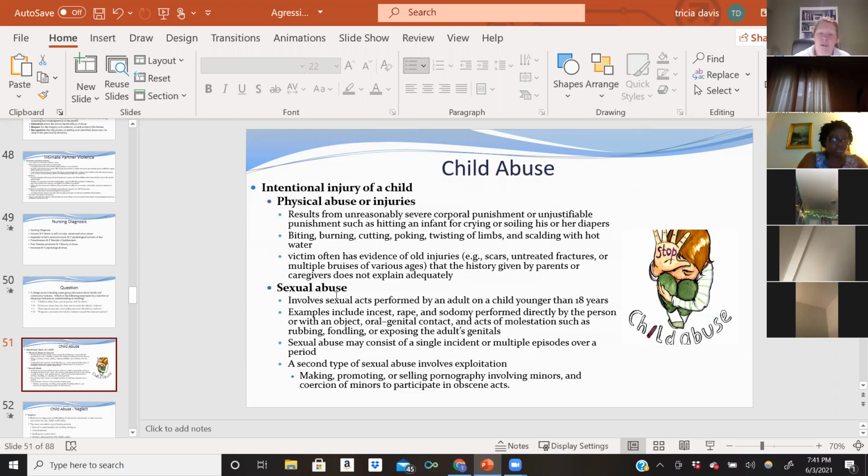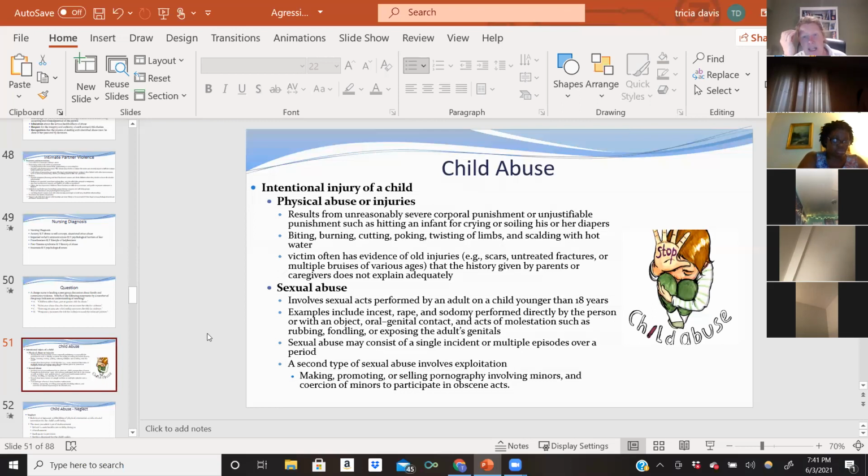We can also see sexual abuse of children. This involves sexual acts performed by an adult on a child younger than 18 years old. Some examples are incest, between family members, rape, and sodomy, which is performed directly by the person or with an object. It can be oral genital contact. It can be acts of molestation, such as rubbing, fondling, or exposing the adult's genitals. Sexual abuse can be a single incident that happens once and never again, or it could be multiple episodes over a period of months, even years.